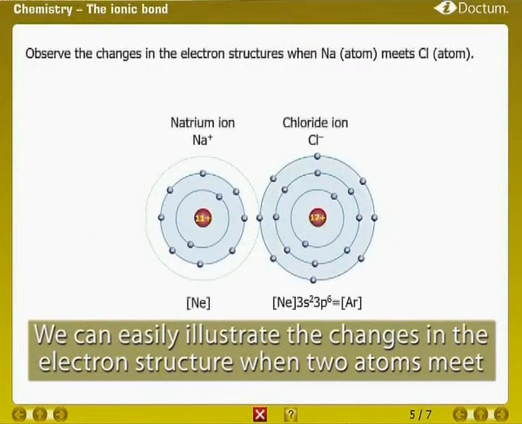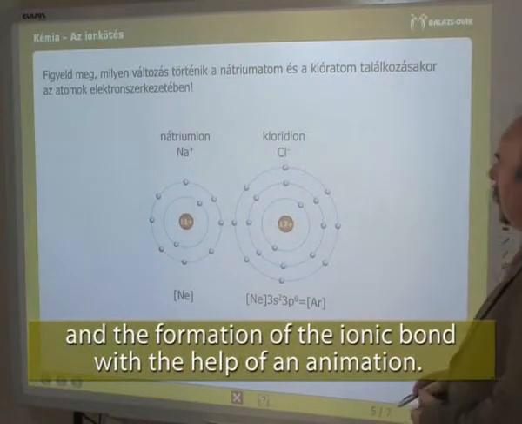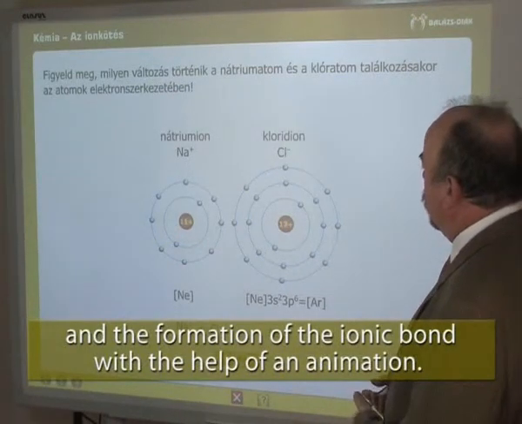We can easily illustrate the changes in the electron structure when two atoms meet and the formation of the ionic bond with the help of this animation.